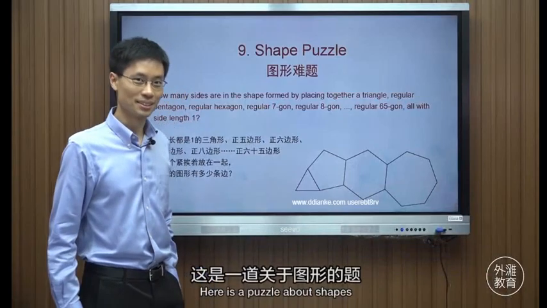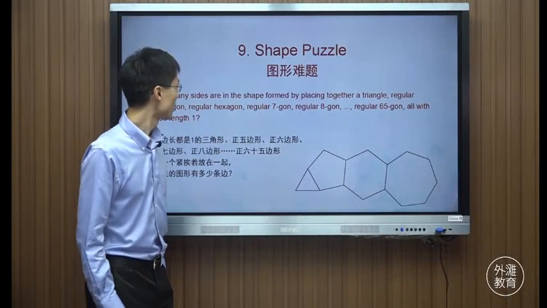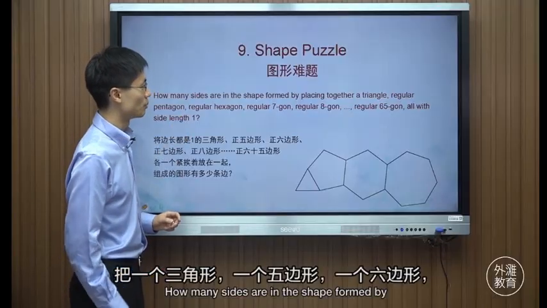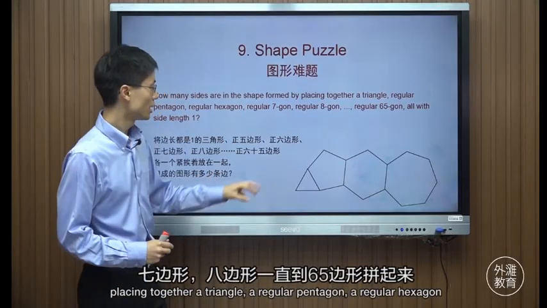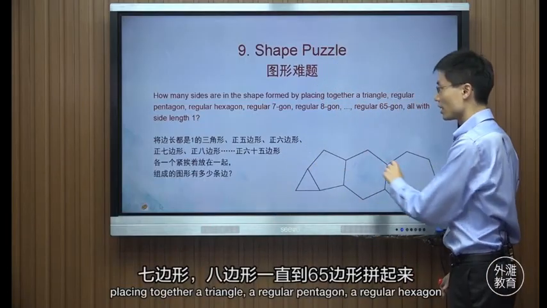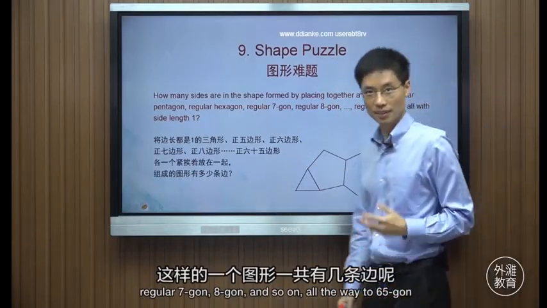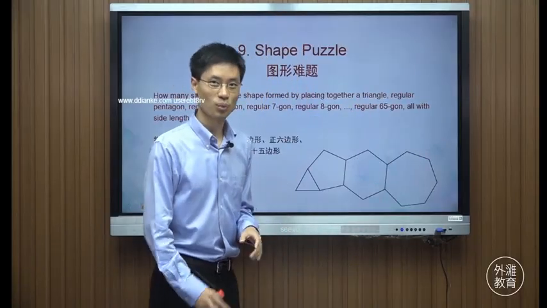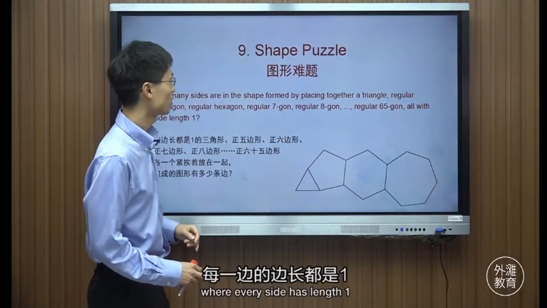Here's a puzzle about shapes. How many sides are in the shape formed by placing together a triangle, a regular pentagon, a regular hexagon, regular 7-gon, 8-gon, and so on, all the way to a 65-gon, where every side has length 1.